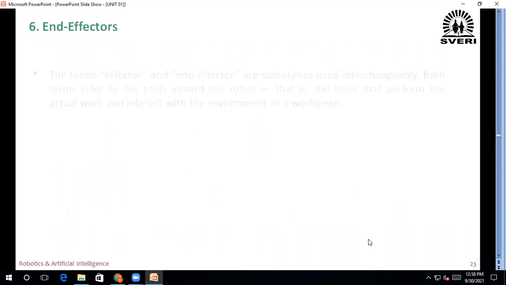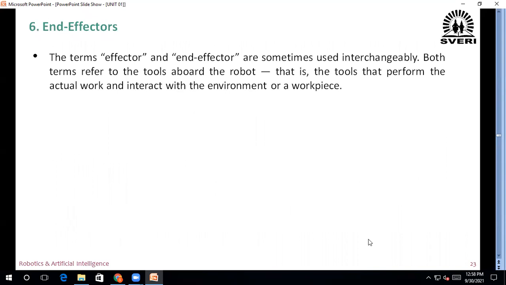Now end effectors. End effectors means gripper. The terms effector and end effector are sometimes used interchangeably. Both terms refer to the tools aboard the robot, that is, the tools that perform the actual work and interact with the environment or a workplace.